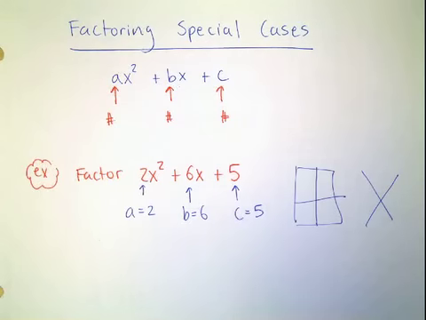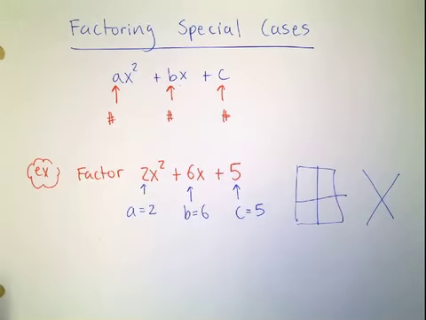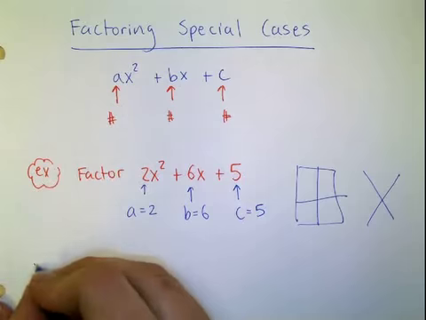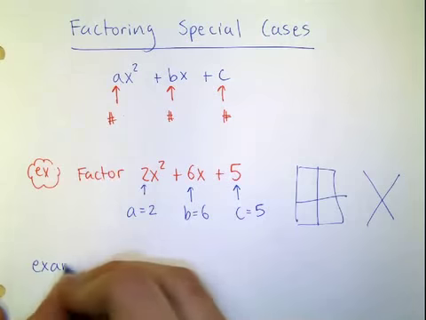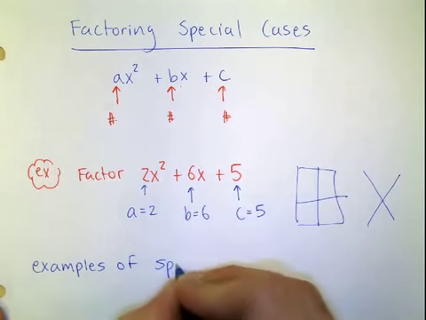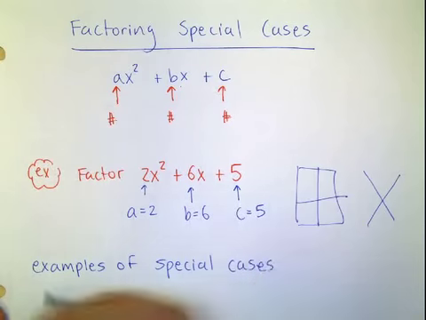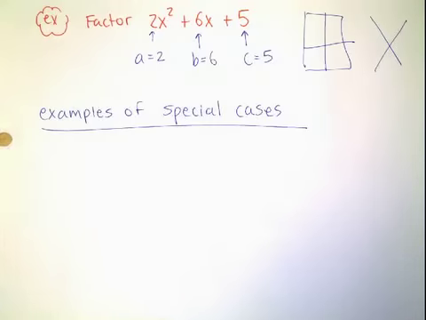But there's a lot of factor cases out there where one of these is missing, and these are called our special cases. So let's look at some examples of special cases. I'm going to write examples of special cases, because there's a lot out there. So here's an example of some special cases.